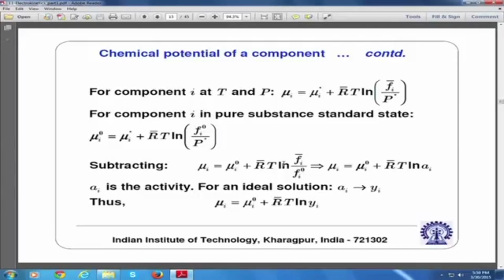So you can rescale this. YI is the number of moles of I by the total number of moles. Total number of moles being fixed, you can suitably scale it by writing RT ln Ni also without any problem. So it is just a matter of choosing the scale.